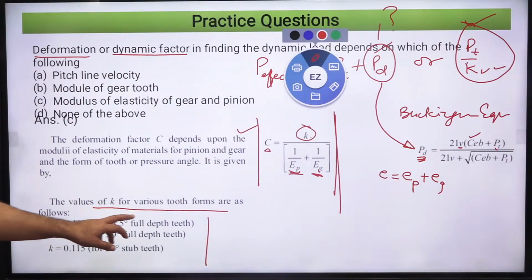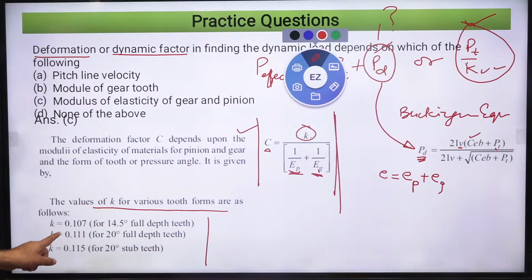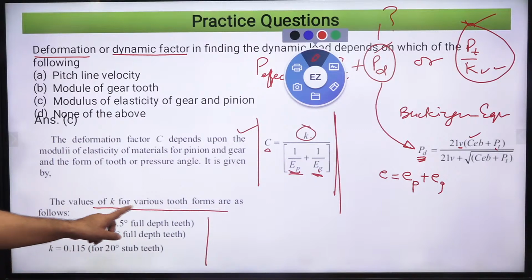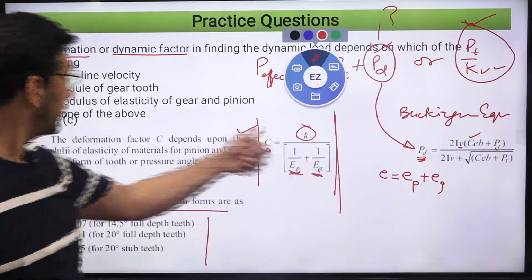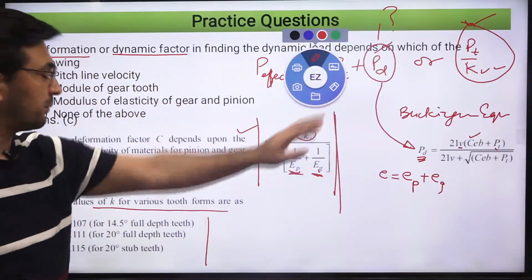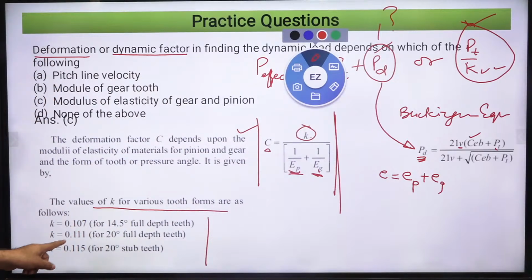Okay, and what I was mentioning over here, remember these values also, because he can frame the questions from here also. Like what is the value of K? K for various tooth forms: he may ask the value of K, the deformation factor in the Buckingham equation, is equal to what? These values he may give for 20-degree full depth, let us say. So you need to remember. It is easy to remember, only a gap of 4. 0.107, add 0.004. And over here also add 0.004.